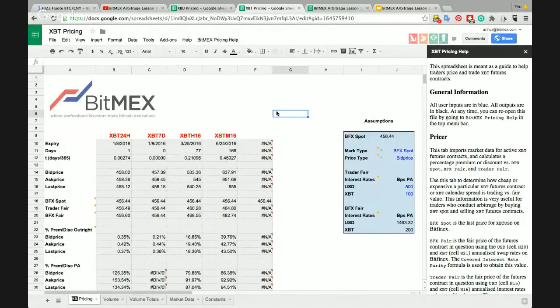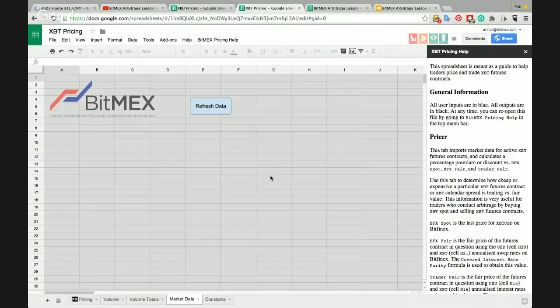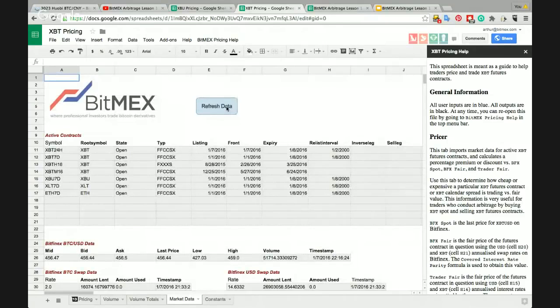So these sheets are a little fickle sometimes. If you go to the market data tab and you click on refresh data, it will run a little script and pull in some of the most recent data from BitMEX. We have a spreadsheet which has real-time data, which you can find on the BitMEX website.